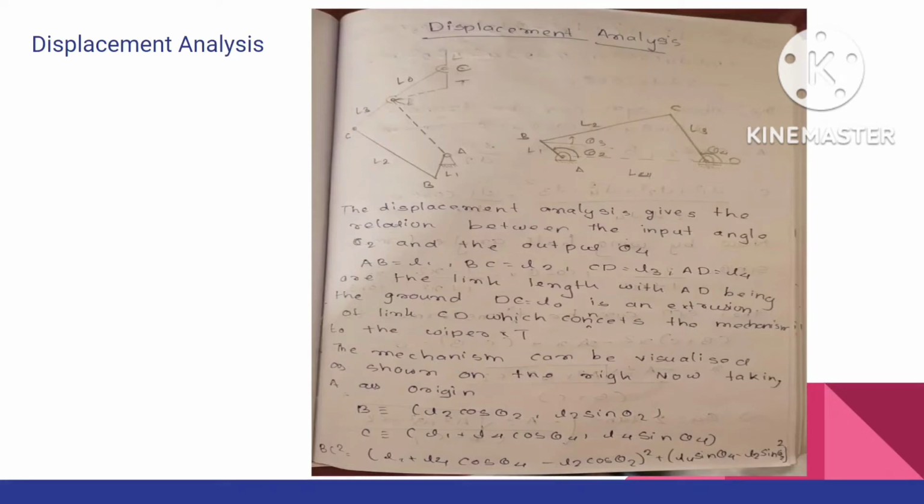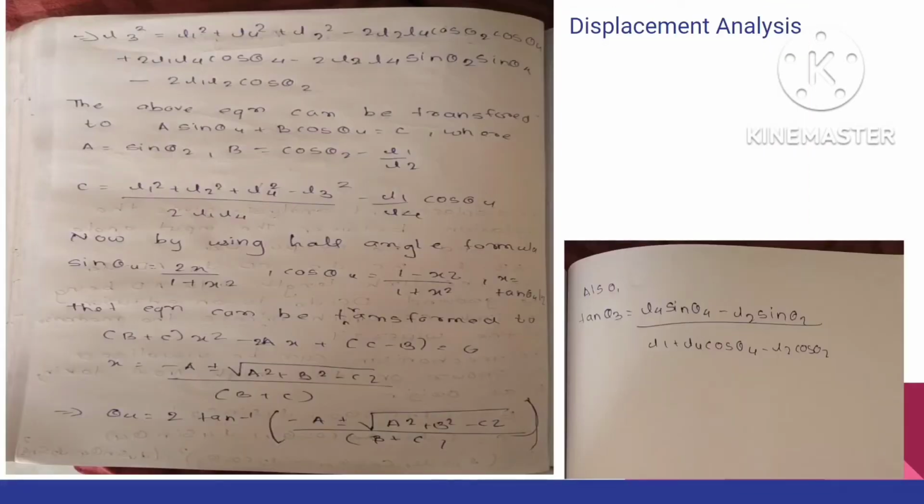As we already know B and C, we can find the distance between B and C using the Euclidean distance formula. So we get the distance between B and C equal to the square root of (L1 plus L4 cos theta 4 minus L2 cos theta 2) whole squared plus (L4 sin theta 4 minus L2 sin theta 2) whole squared. Now, as we have all these equations, we can obtain the length L3 with respect to theta 4, as we already know all the other terms.